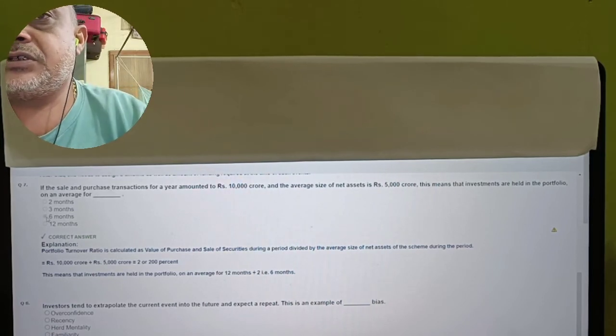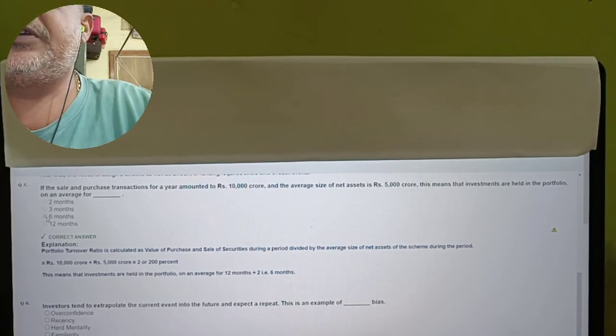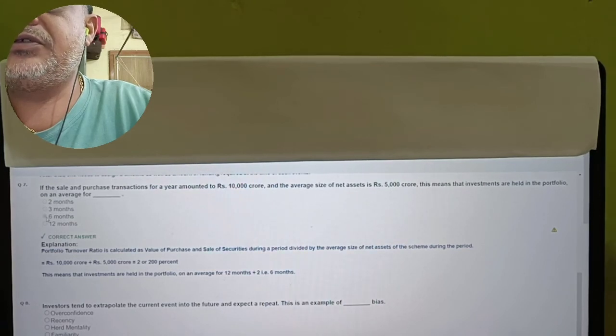Portfolio turnover ratio is calculated as value of purchase and sale of securities during a period divided by the average size of net assets of the scheme during the period. That is 10,000 crore divided by 5,000 crore, which is equal to 2. 12 divided by 2 is equal to 6 months.